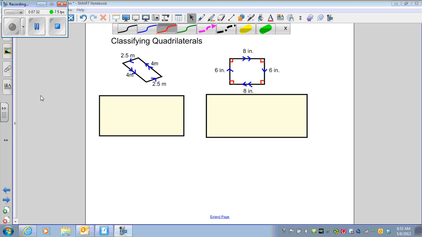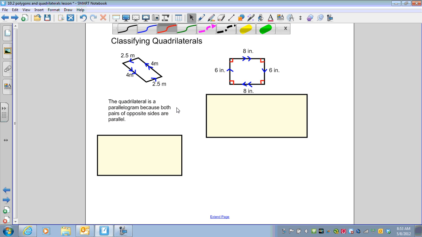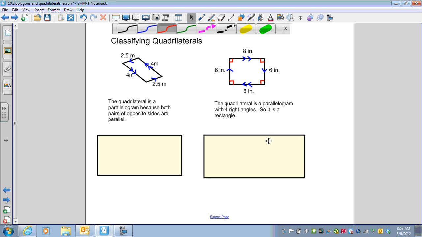So go ahead and take a minute and see if you can classify these quadrilaterals based on what we learned on the previous slide with those special names. Press pause now. So the first has 2 parallel sides. So this would be a parallelogram because both pairs of opposite sides are parallel. The second, we have 2 sets of parallel sides, and each of them is a right angle. So in this case, it's a parallelogram with 4 right angles, so we call it a rectangle.